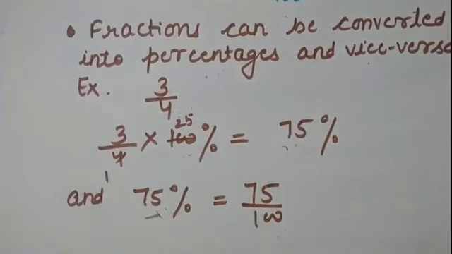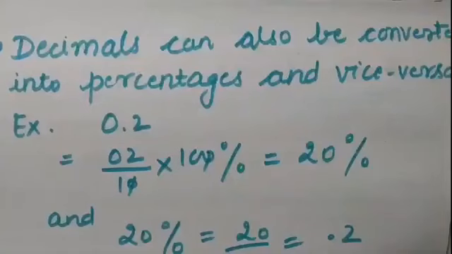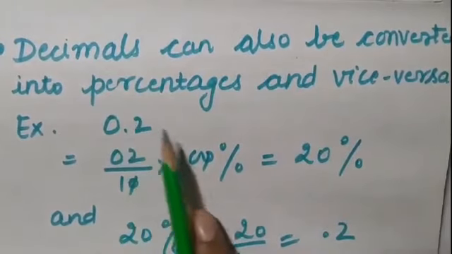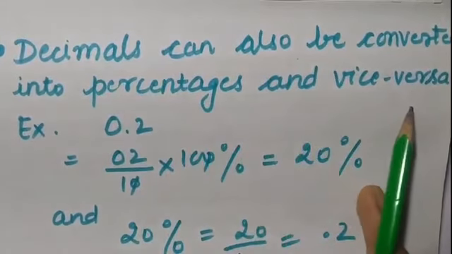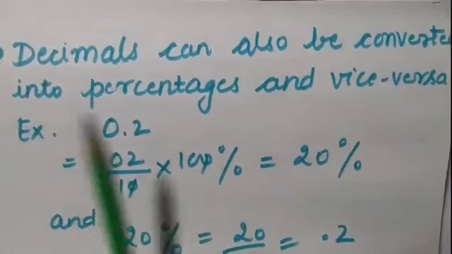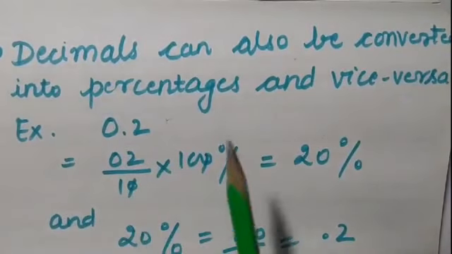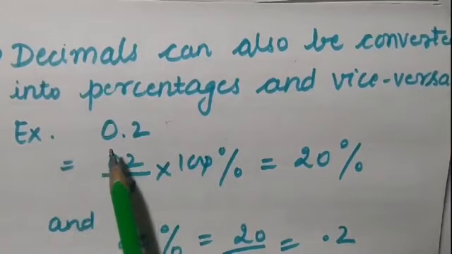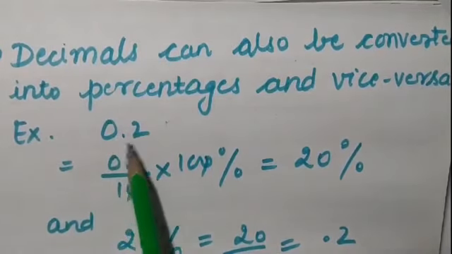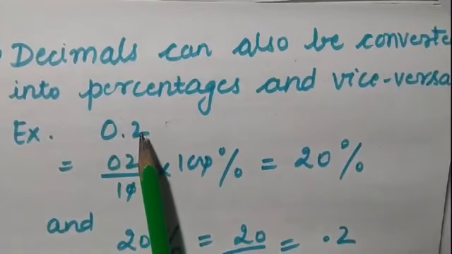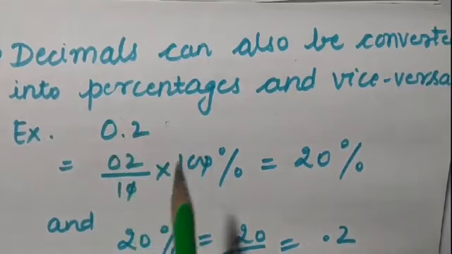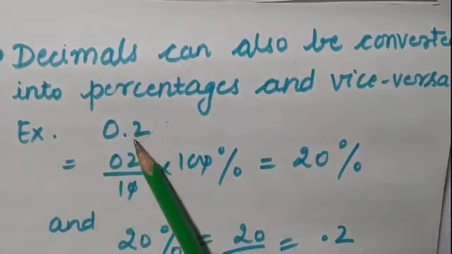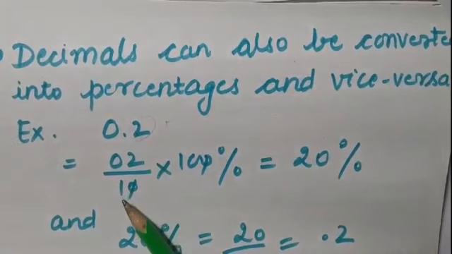Now come to the next point. The next point we have is that decimals can also be converted into percentages and vice versa. It means you can convert decimals into percentages or percentages into decimals. Now suppose we have been given a decimal number, that is 0.2, and we have to convert it into a percentage. For that, I will first remove the decimal. After the decimal, we have only one digit, so I will divide by 10.